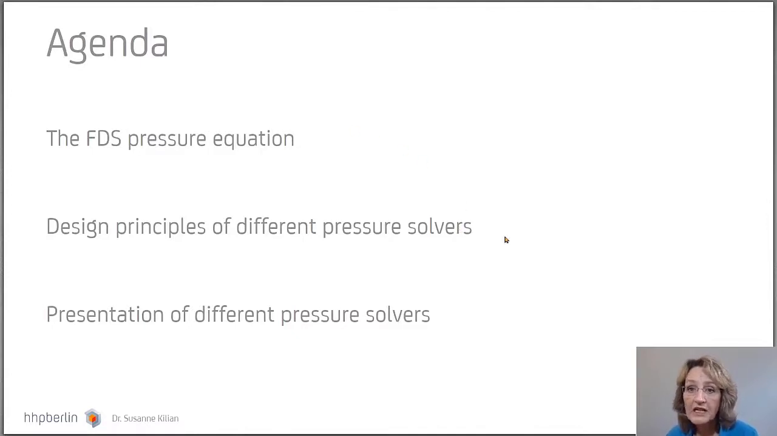Then in the second part I will present some of the most fundamental design principles that underlie the different pressure solvers, and finally I will present some selected pressure solvers in a very illustrative and intuitive way just to make clear their basic modes of acting.